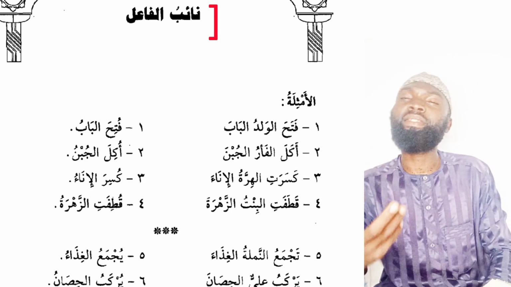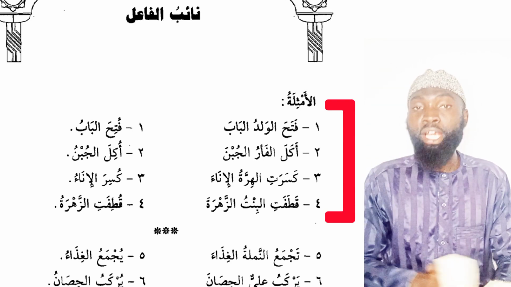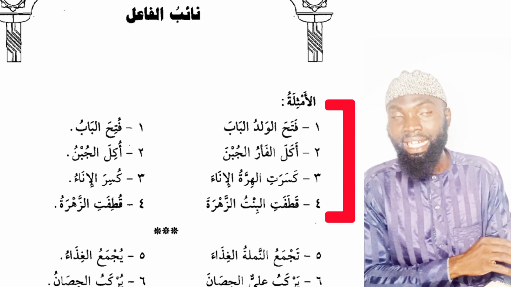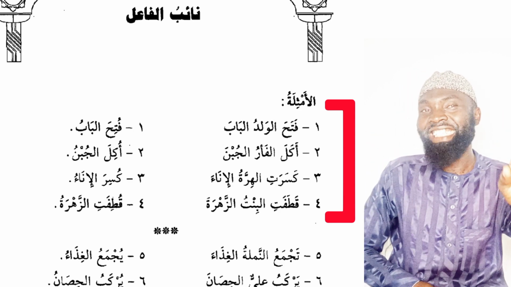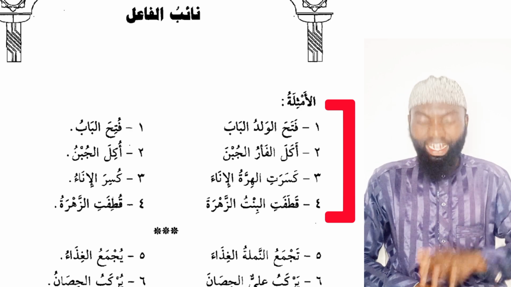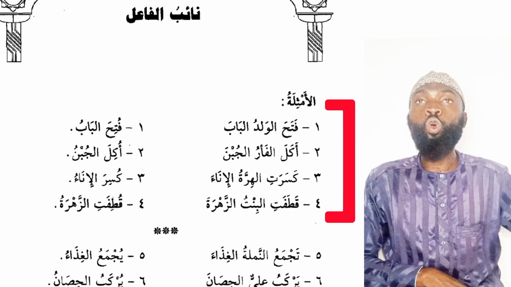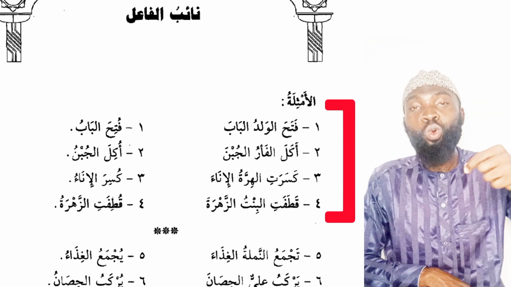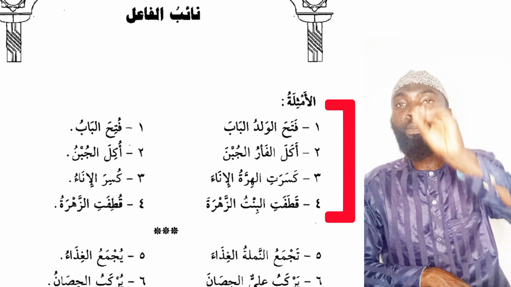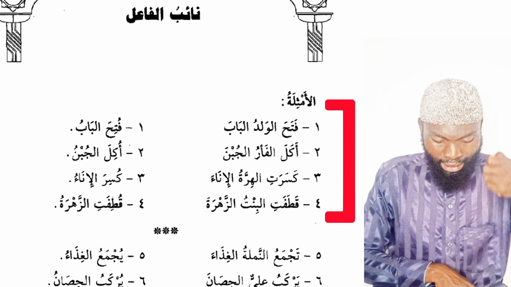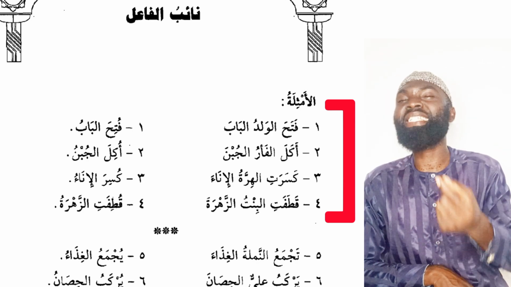Let's come here. We have al-amthila, plenty examples. The first example says, Fatahal waladul baba. The boy opened the door. On this side we have Futihal babu. The door was opened. Now the boy is no longer there. Number 2, we have Akalal fa'rul jubna. The rat ate the cheese. Here we have Ukilal jubnu. The cheese was eaten. We have Kasaratil hirratul inaa. The cat broke the plate. We have Kusirul ina'u. The plate was broken. We have qata'atil bintu zahrata.